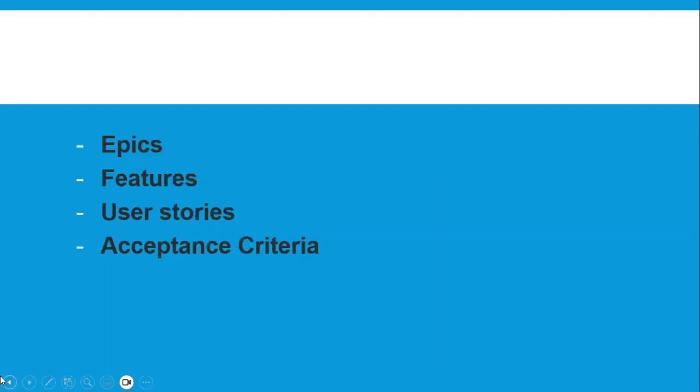Okay, so today we're going to be focusing on epics, features, user stories, and acceptance criteria. As BAs, this will form a major part of the tasks that you would do, maybe on a daily basis, and it might not even be daily, but as part of your work within a project. We know that as BAs, we kind of see ourselves as the middleman between the business and IT.